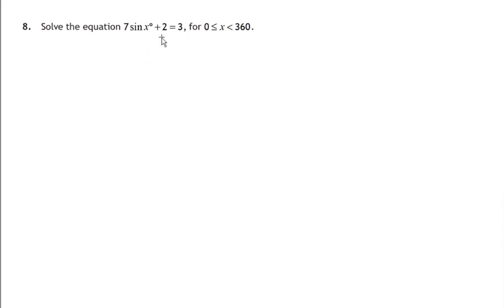7 sine x degrees plus 2 equals 3. Ask yourself what you would do if you were faced with solving an equation like 7s plus 2 equals 3. Would you not subtract 2 from both sides and then divide by 7? And that would be you having solved a normal algebraic equation. This is a trigonometrical equation. It's got a sine x instead of this variable s.